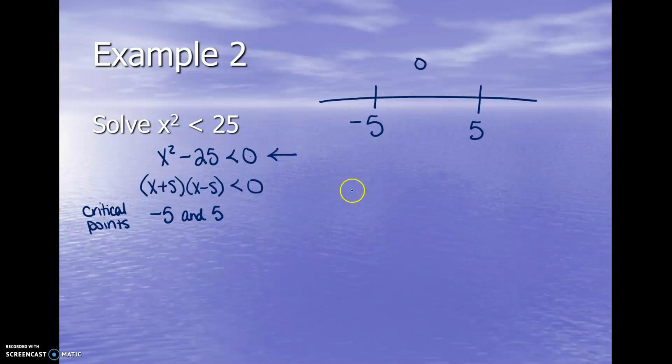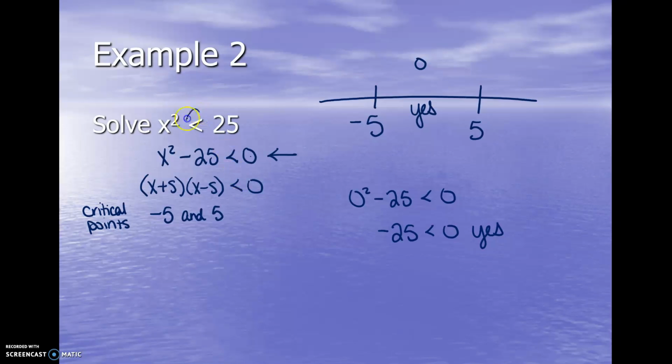So I'm going to test 0 squared minus 25 and see if it is indeed less than 0. 0 squared is 0. 0 minus 25 is negative 25. Is negative 25 smaller than 0? Yes. That means this interval contains the solutions to the inequality.